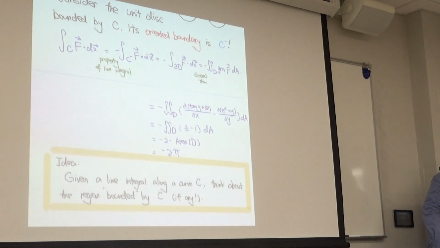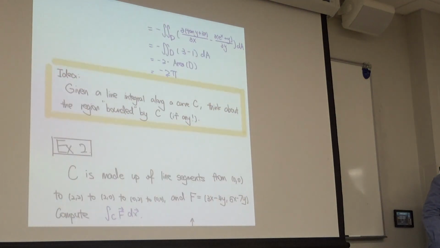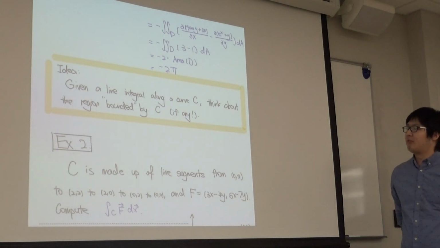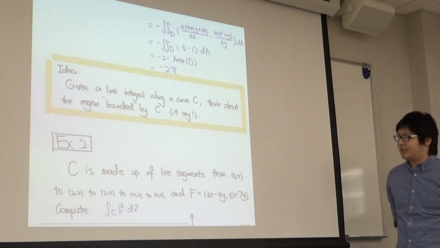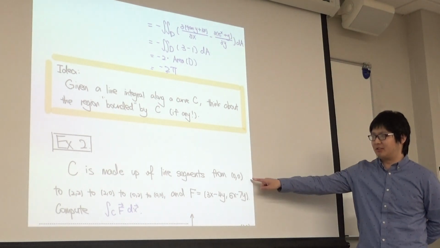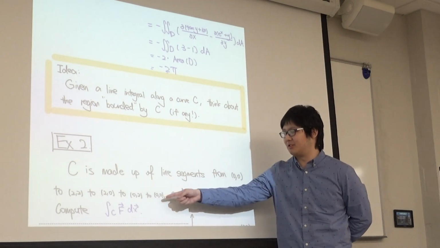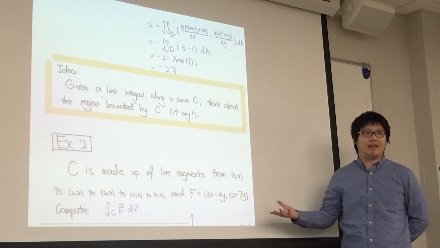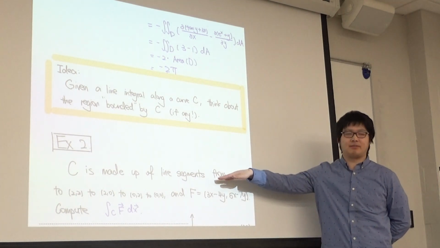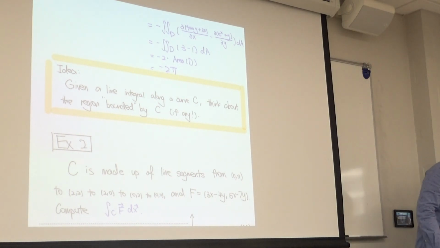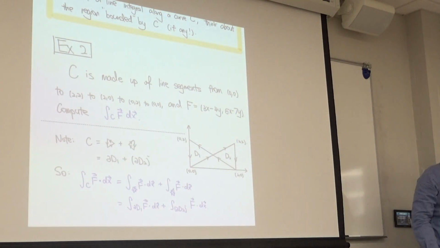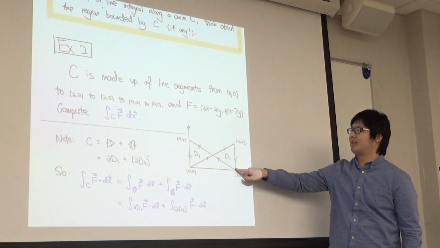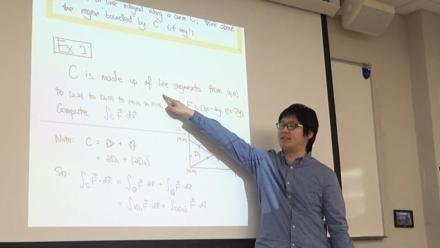So we'll apply this model to another similar example. This time, again, we're given a curve C, and C is made up of line segments from 0,0 to 2,2, to 2,0, to 0,2, to 0,0 and we have a function. And then we'll compute the line integral of f along this curve. So I have drawn this line here. This kind of butterfly shape curve is C here.